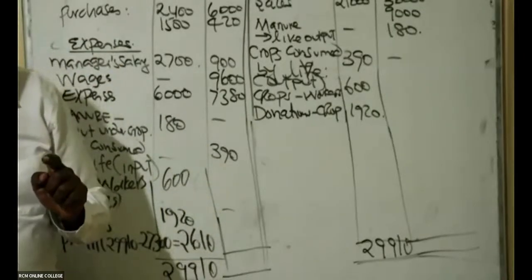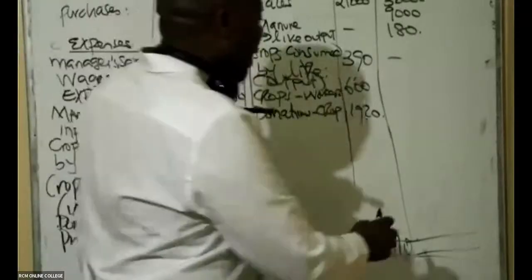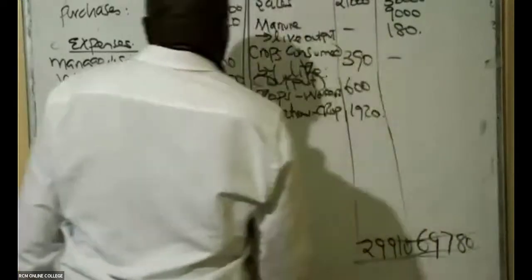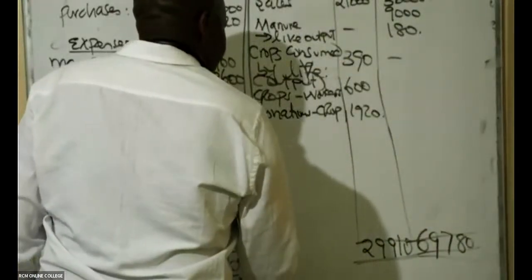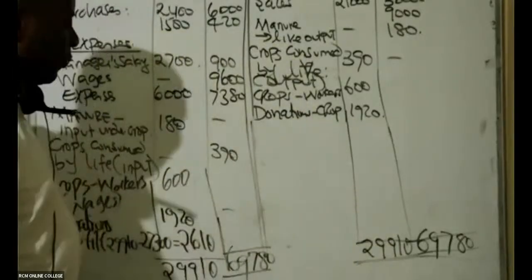So according to Betty, we have here 69,780 is bigger. So if the credit is the one that is bigger, then again, we have made a profit.